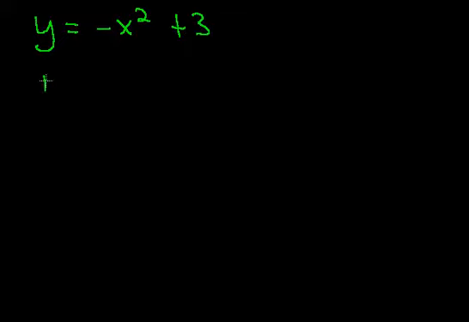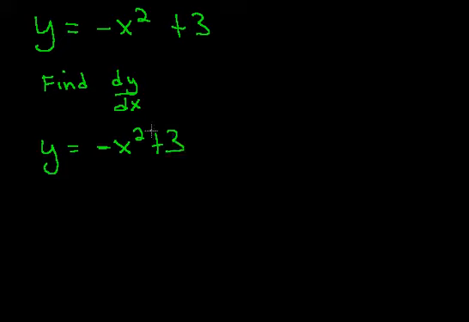And it said find dy over dx. And this is just another notation on how to write derivatives. It's saying find the derivative of y with respect to x. That's what it's saying. So to do this, we should break this down and do this one at a time. So I'm going to write this down again. y equals negative x squared plus 3.